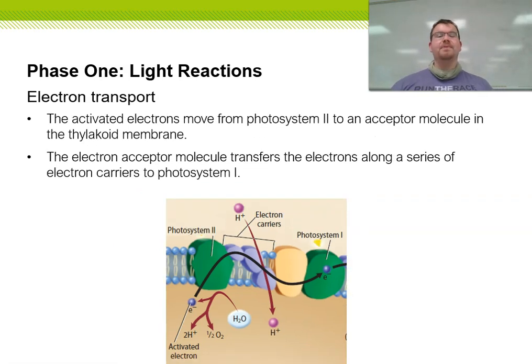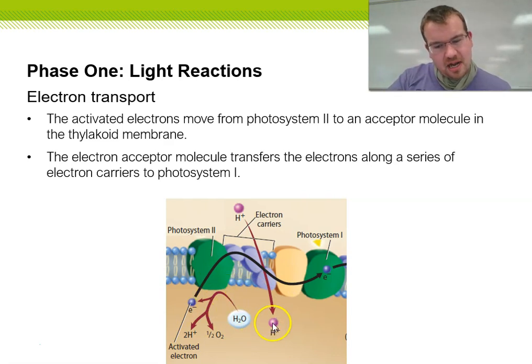Now, in this, what happens is the activated electrons will move from photosystem 2 to acceptor molecules in that thylakoid membrane. So here's the electron. It comes in here, and it'll move through these electron carriers. The electron acceptor molecules transfer the electrons along the series of electron carriers to photosystem 1, which we can see right here. Now, the important thing is we have these hydrogen ions building up on the inside here, which is important and is going to come into play later on.